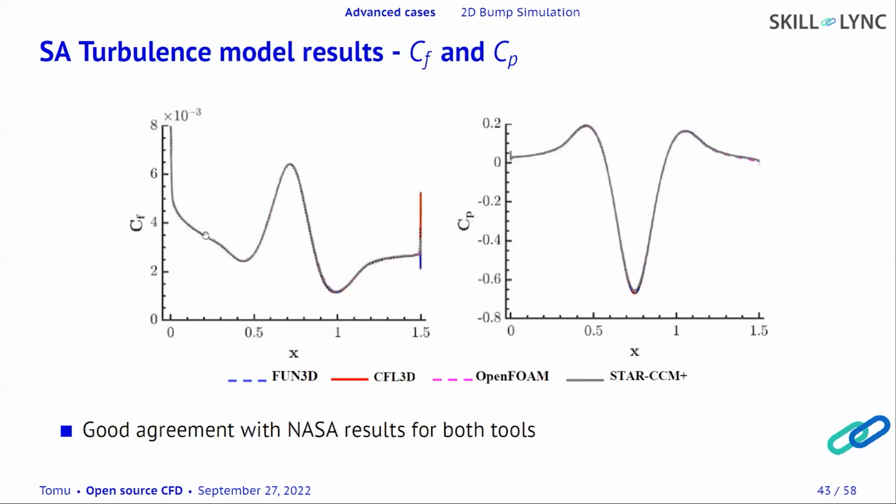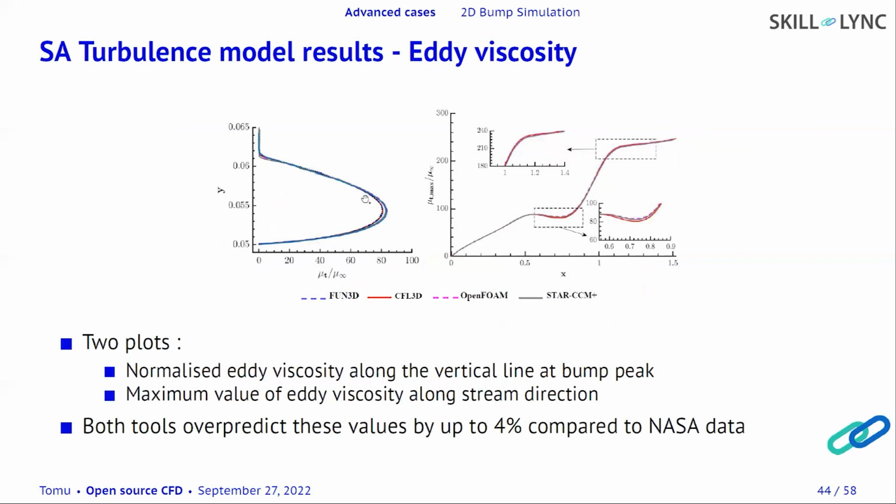So this is the eddy viscosity plot. Here you can see some difference. The first plot is actually the normalized eddy viscosity along the vertical line. The vertical line is above the bump peak. And then there is maximum eddy viscosity along stream direction. Now if you compare the results, both tools are over predicting. Both OpenFOAM and star CCM plus are predicting higher values compared to NASA. But the difference is around 4% only.